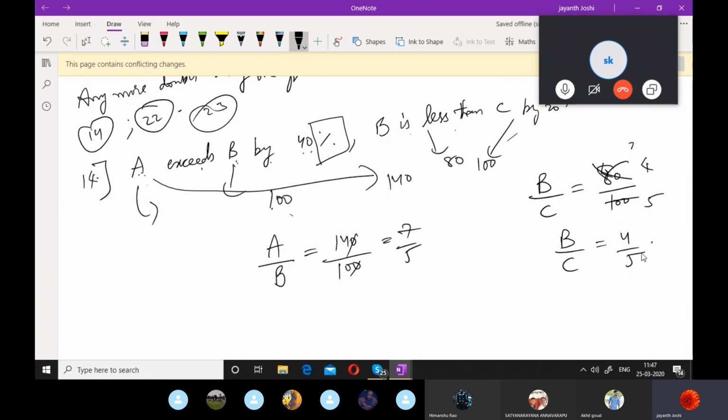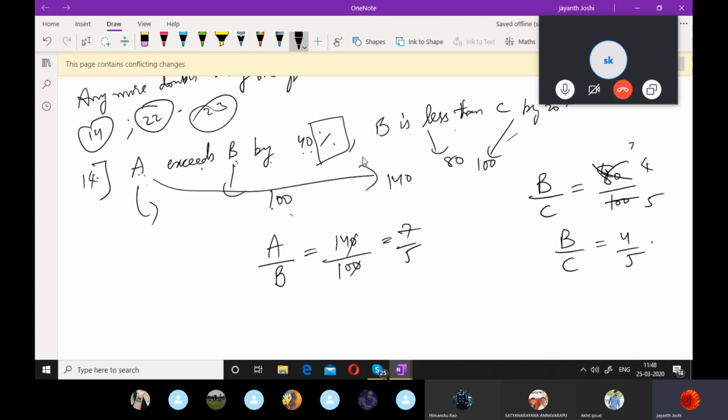But we need A is to C. B's value should be the same. I'm seeing the combination of making it the same. Or else we'll go with some other method. This method we're not getting. B by C is 4 by 5. This is not solving the purpose.